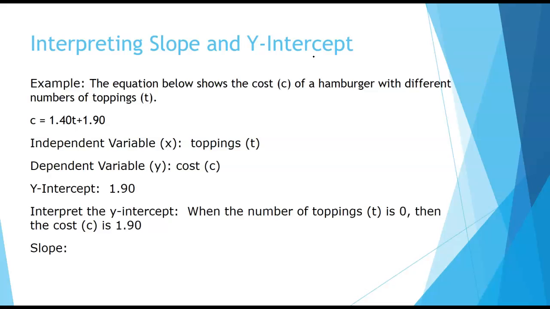Let's take a look at our slope. In this case, our slope is $1.40. Our slope is the number that is next to the independent variable, in this case our number of toppings.